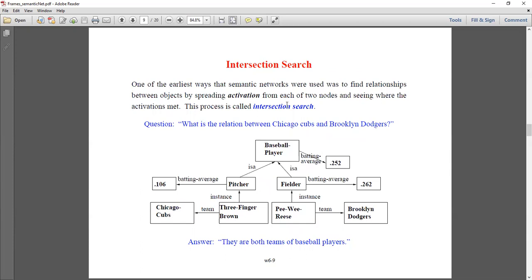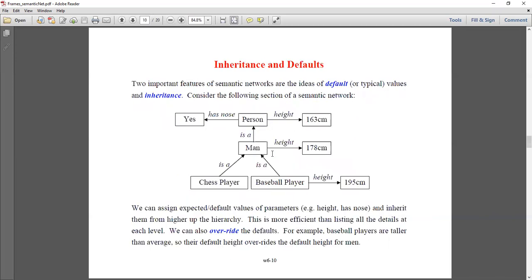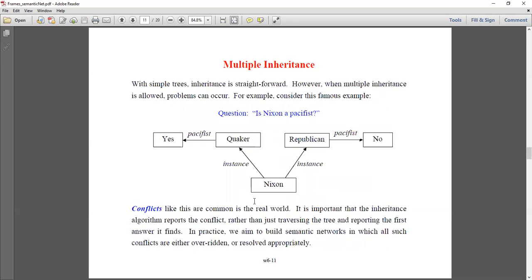Once again, what is the use of a semantic net here? If you ask a question like what is the relation between Chicago Cubs and Brooklyn Dodger, then we can observe that Chicago Cubs and Brooklyn Dodger are both baseball teams. That is how, by intersection, we can identify this. Now, inheritance and default. From the semantic net, we can even identify the hierarchy and hence inheritance. So the property inheritance algorithm can also be used.